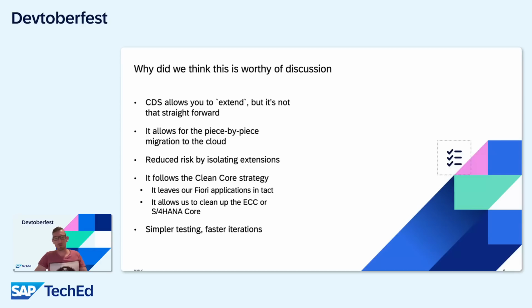Which reduces risk by isolating extensions, follows the clean core strategy, and all of these things. It also means you can iterate faster. You don't need to test the on-premise data. You just need to test the field that you added in an isolated environment, essentially. So I thought that was worth a conversation with all of you.